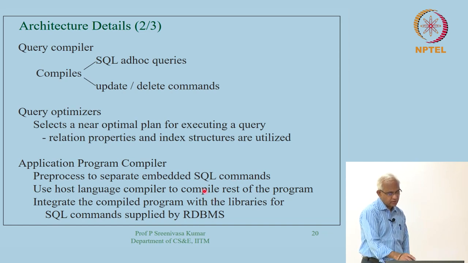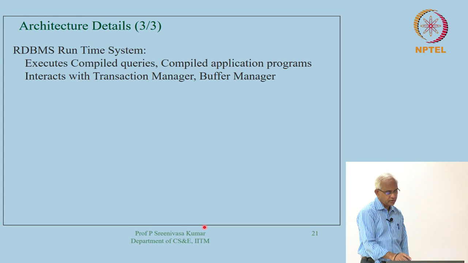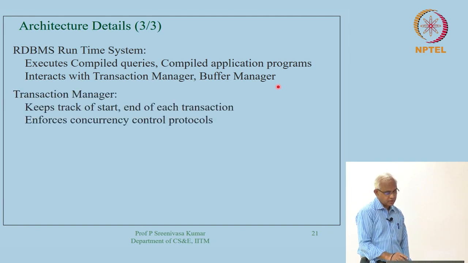Then there is the application program compiler that preprocesses the application programs, uses the host language compiler, and also integrates the compiled program with the libraries of SQL supplied by the RDBMS. And the runtime system executes the compiled queries and the compiled application programs, etc. The transaction manager interacts with the runtime system, keeps track of the start and end of each of these units of work, the transactions, and it enforces what are called concurrency control protocols. We will study them later in detail. Basically, when multiple transactions are submitted to the RDBMS system, they have to be concurrently processed, but the database has to ensure that at any point of time the database is in a consistent state.